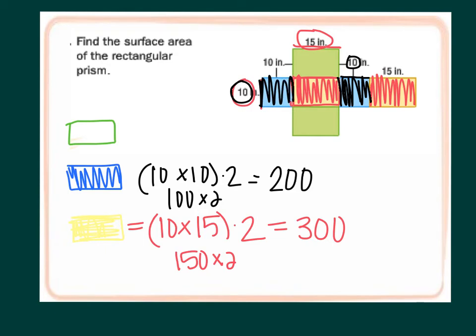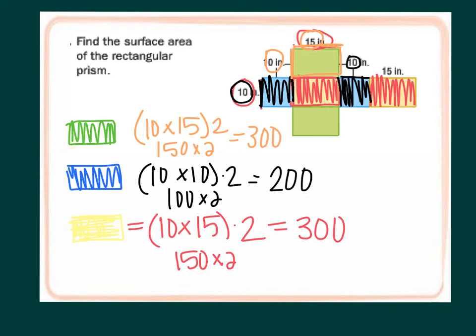Okay, what I have left is the green, so I'm going to finish with those. And let's do that in orange. Okay, so I have my green box, and I see this side is 15, this side is 10. So again, 10 times 15, doing that twice, 150 times 2 is 300. So now I've done my green boxes. I've done both of those together.